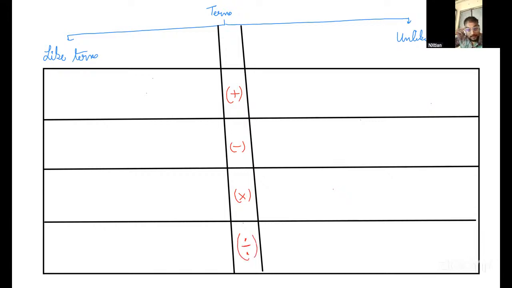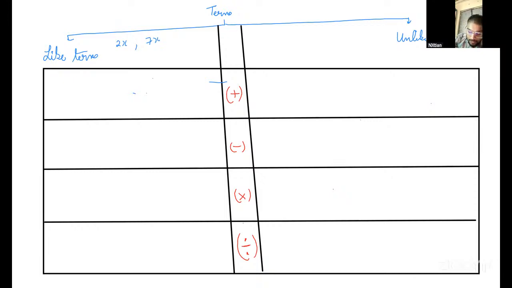Okay, now listen, guys. What is a like term? Like terms are the terms which have the same variable. For example, 2x and 7x. They both have the same variable. Only see the variable. It has x, and the other also has x. So it is called like terms.